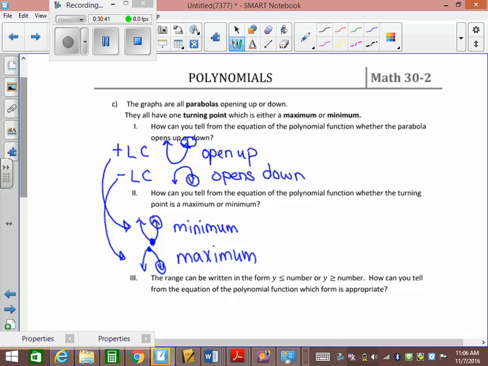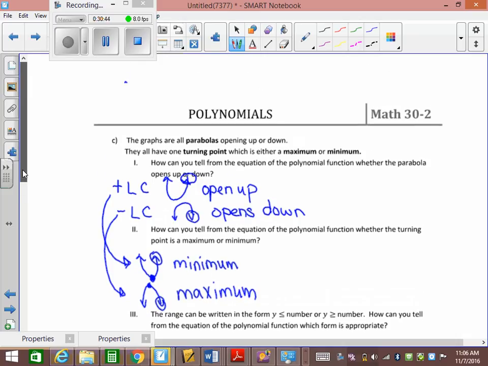If you can't remember if they're minimums or maximums, pretend it's a person walking on it. So we have a person, he's walking down the hill, and he gets to here. Did he get to the minimum or the maximum? He got to the minimum. He's a little dude, and he got to the minimum. Unless he's got a shovel, he's not going any lower.